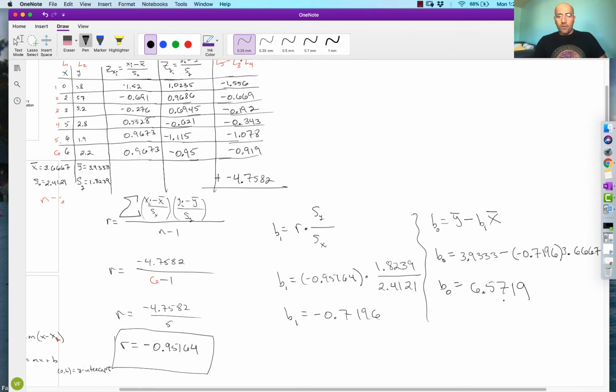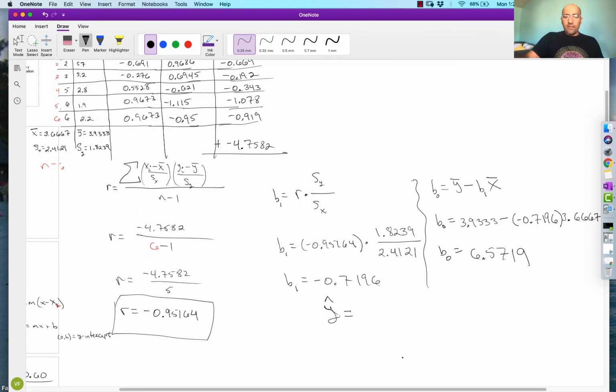Okay, so then I bring that together to our formula, and we get that y hat, the best fit line, is going to be equal to this as my slope, negative 0.7196x, and then this as my y-intercept, or 0 comma this is my y-intercept, 6.5719 approximately. Okay, so let me put that into my calculator.